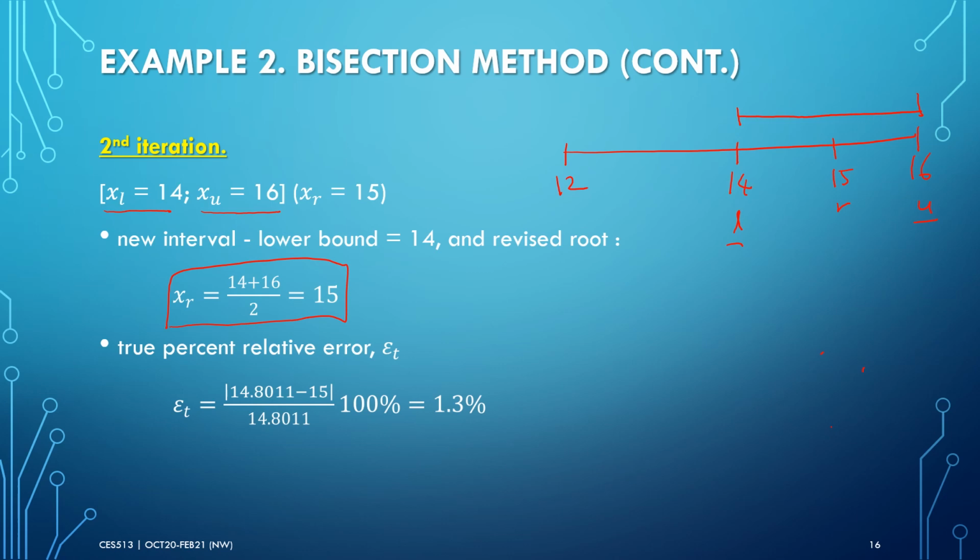And then we calculate the true percent relative error. Why do we call it the true percent relative error? Because we are using the true value of x. So we get the true percent relative error for the second iteration as 1.3%.